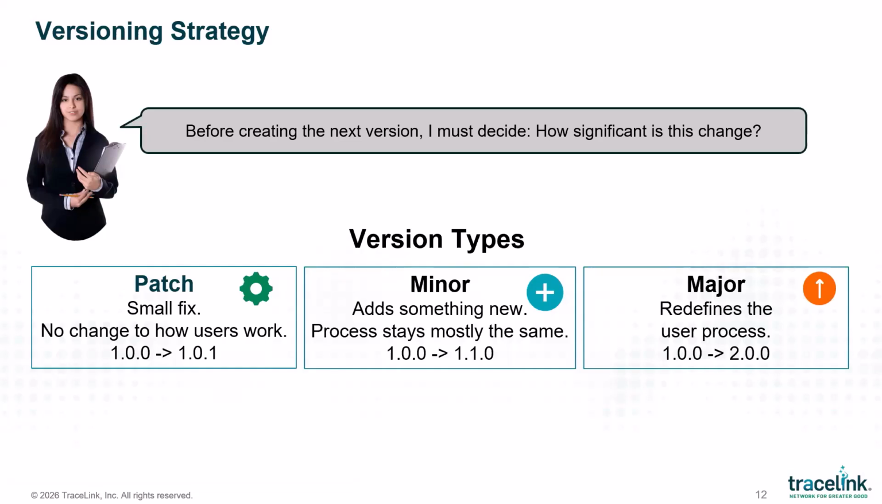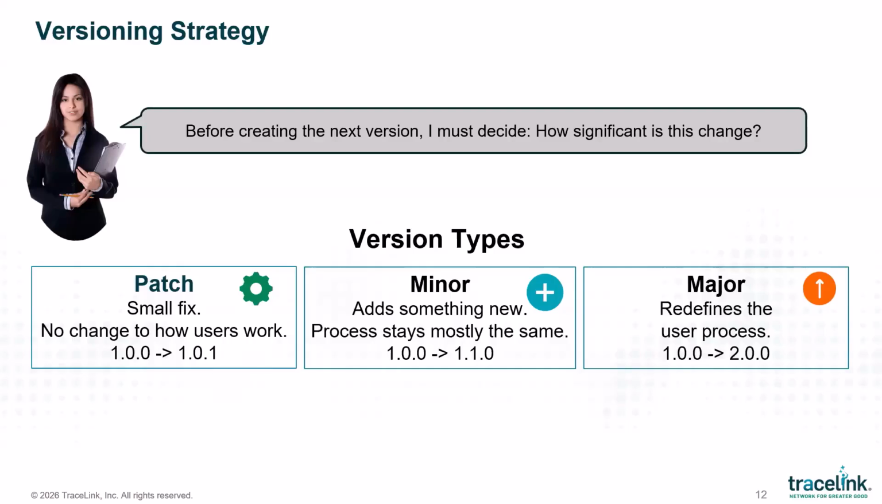Before creating the new version, Priya determines the significance of the change. Versioning provides the structure for that decision. It helps her to apply the appropriate level of validation, maintain a clear and traceable version history, and distinguish incremental updates from structural changes. The version types follow the major, minor, patch convention.